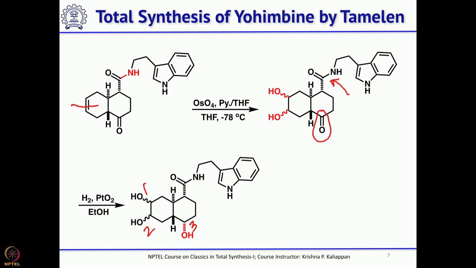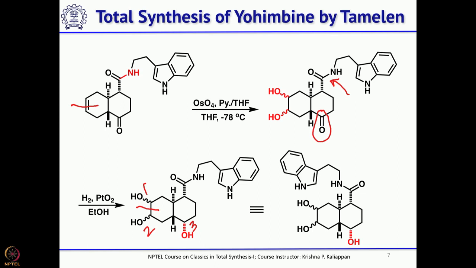But one can selectively cleave the 1,2-diol with sodium periodate. And this structure one can also redraw this way, just for the sake of cyclization. Once you cleave this, this aldehyde has to cyclize with this amide. So, you rotate this bond. You rotate this bond.